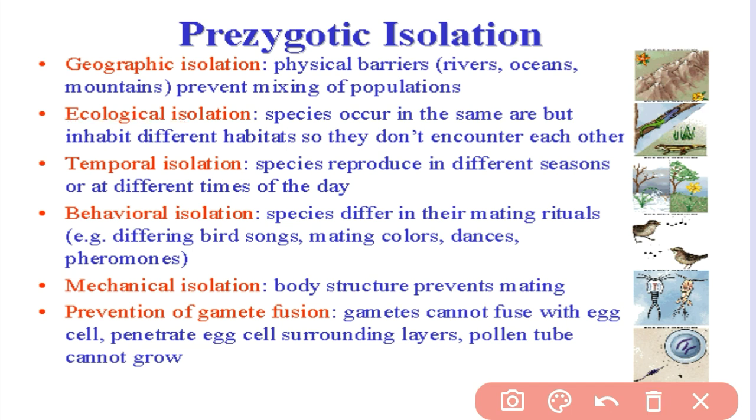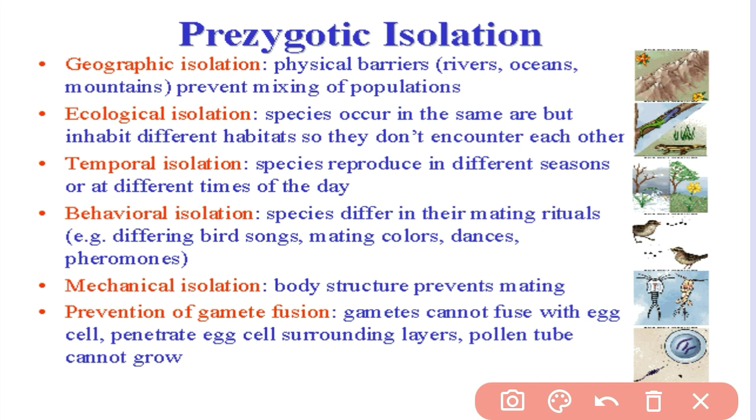Temporal isolation: species reproduce in different seasons or at different times of the day. Behavioral isolation: species differ in their mating rituals. For example, different bird songs, mating colors and dances, and the pheromones are some examples of behavioral isolation.